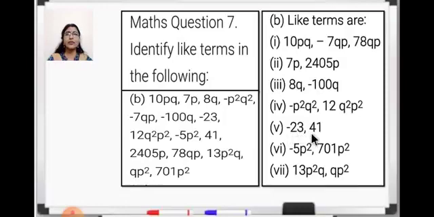The 5th one is without any variable, so minus 23 and 41 are like terms. Then minus 5P square and 701P square have the same variable, which is P square. And the last one, 13P square Q and QP square: here P is squared, here also P is squared, and Q is 1 here, here also Q is 1 only. So these 2 are again like terms. This way you have to find out which are like terms. You can check your answer. If you have done correctly, you will understand that you have followed this question.